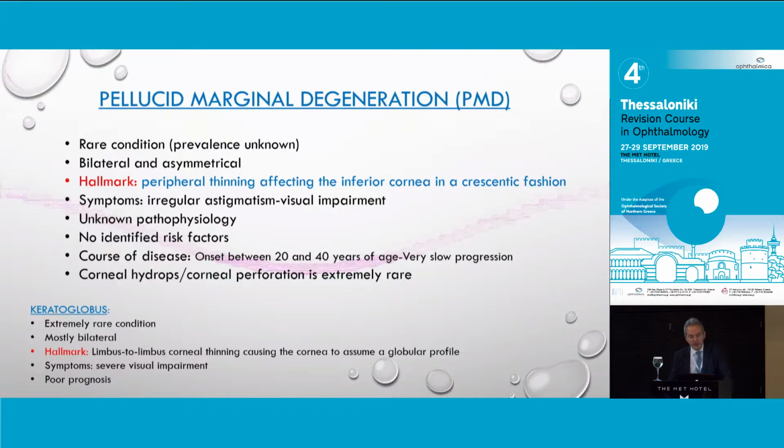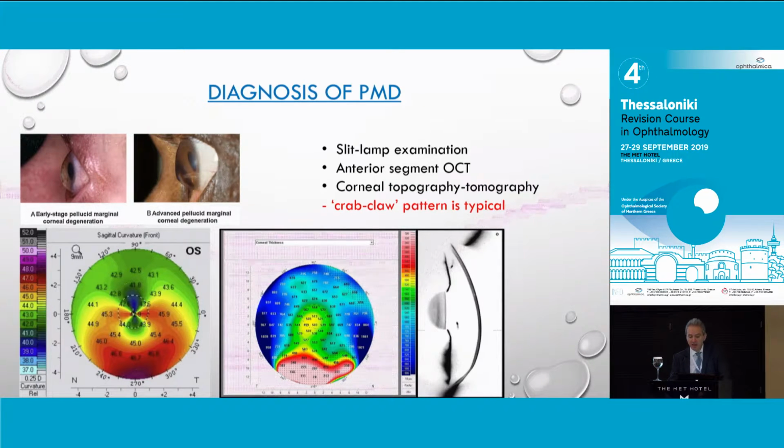We don't know a lot about keratoglobus. In keratoglobus, we have corneal thinning of the whole of the corneal tissue. So the whole cornea, the overall cornea, is protruded and thin. And the prognosis is not good at all. So how do we diagnose Pellucid marginal degeneration? Again, with the aid of corneal topography and tomography, where we observe the typical crab claw pattern inferiorly.